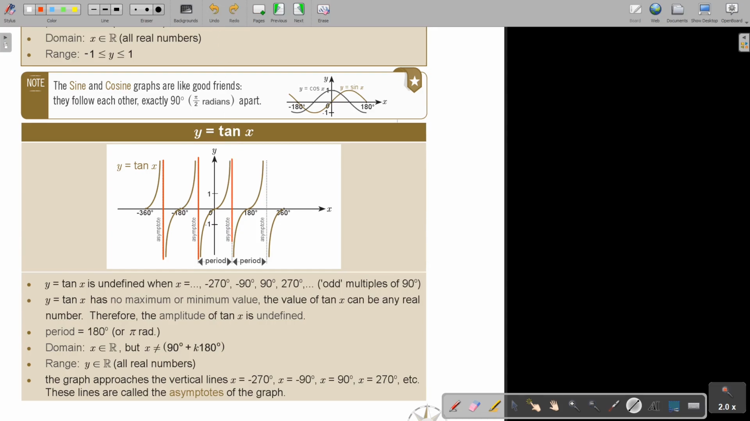Okay, maybe my graph will be, but it's not touching. Very important. Although it maybe looks like it's touching, it's not touching. Okay, you saw it. I'm rather going to leave it, otherwise it's touching. So y equals tan x is undefined at negative 270.